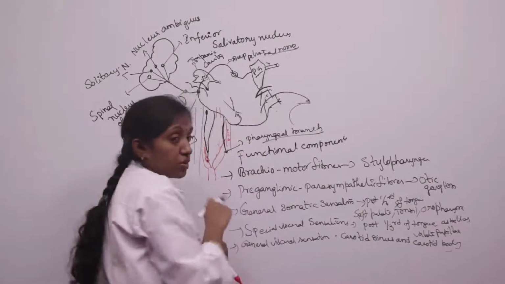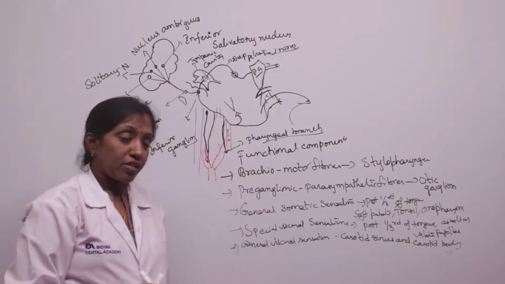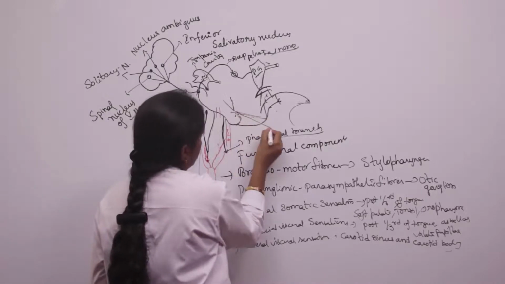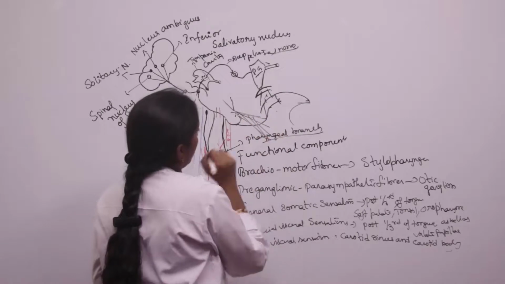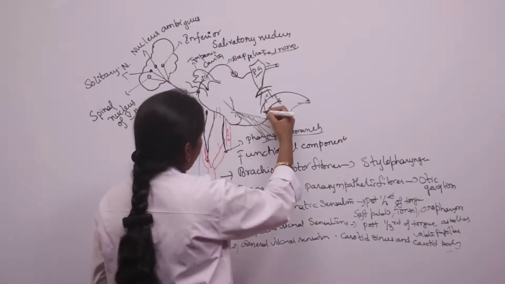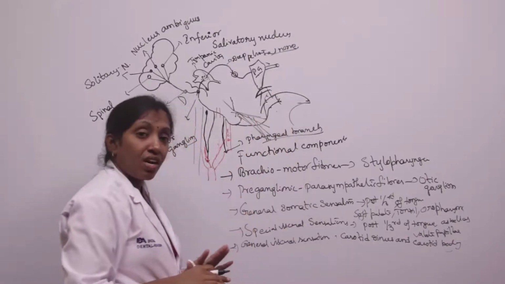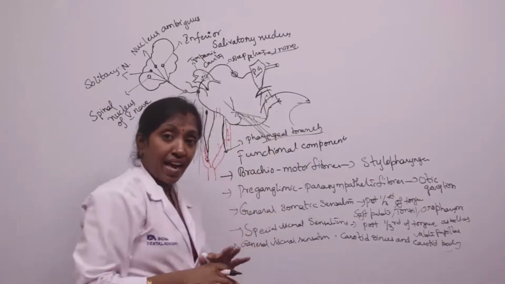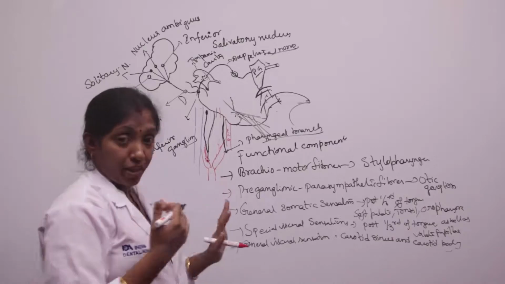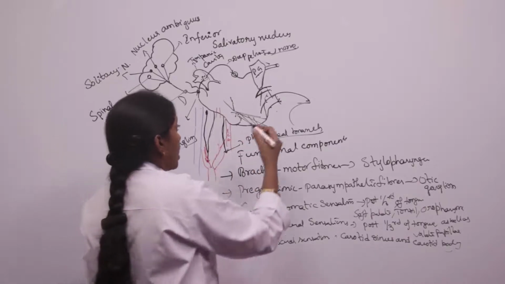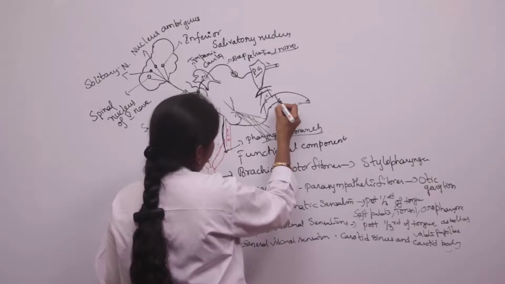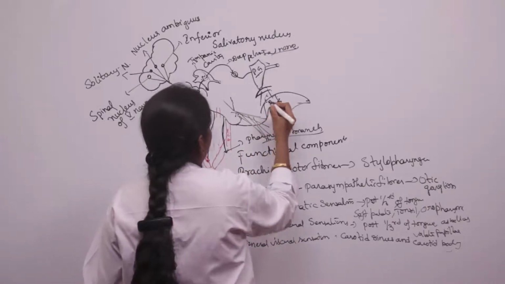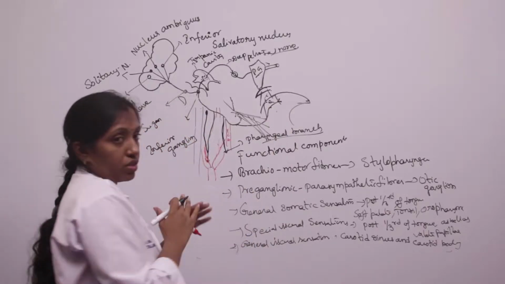The stylopharyngeus muscle arises from the styloid process and comes downwards. The glossopharyngeal nerve also gives tonsillar branches. What are tonsillar branches? They supply the tonsil as well as the soft palate, and also supply taste sensation to the vallate papillae as well as the posterior one-third of the tongue. So these are the branches.